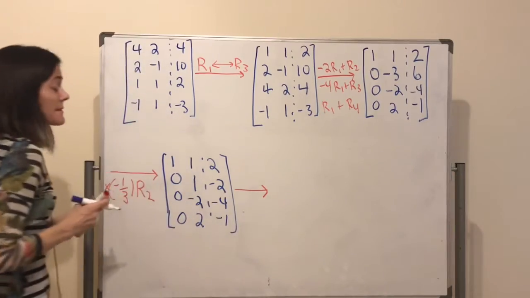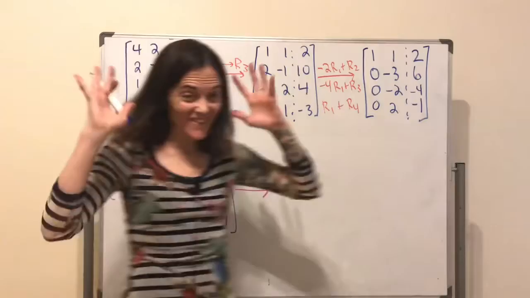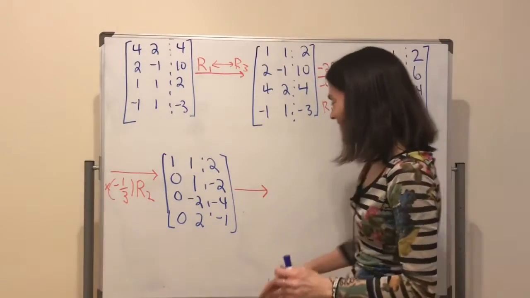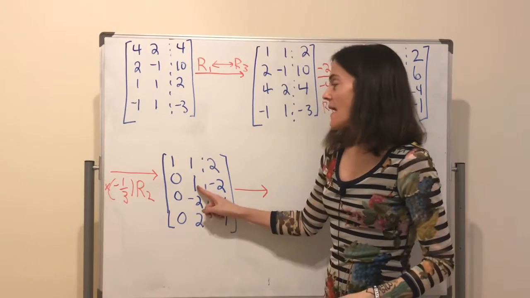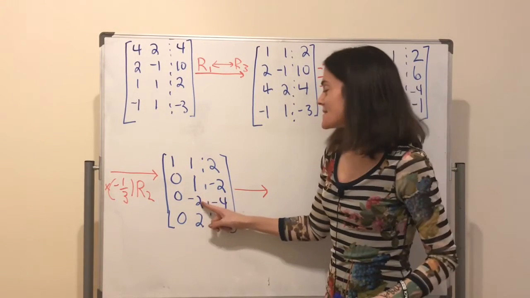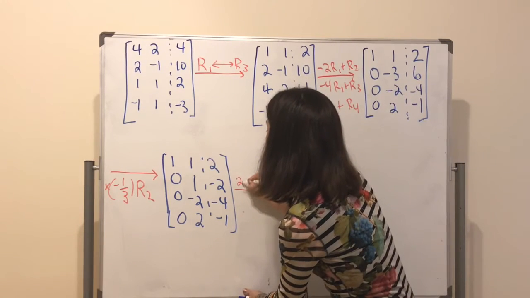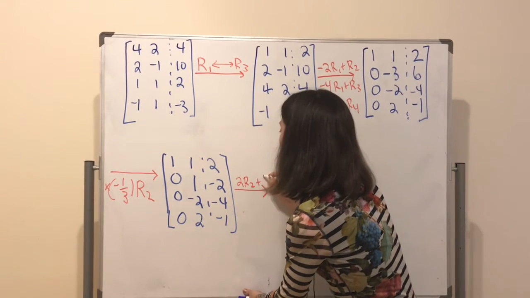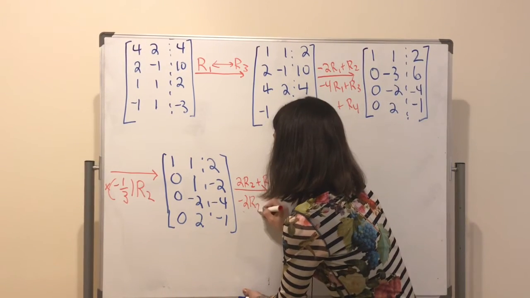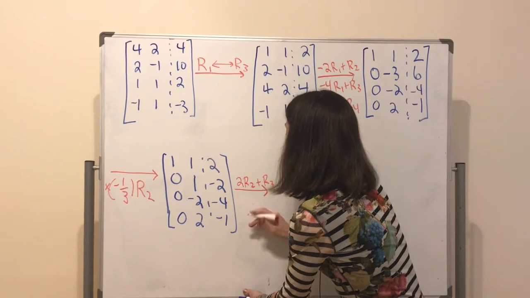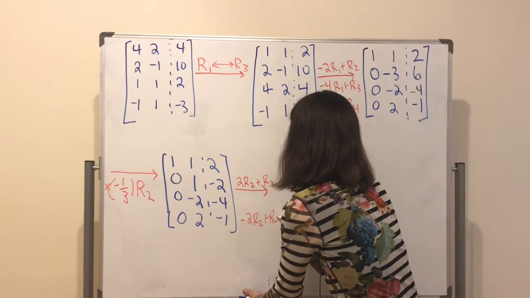Now I have one more step. Well, in theory I have more than one more step, but I know what's going to happen, so that's why I'm saying I have one more step. What's my goal now? Here I have a leading 1. I want to get zeros underneath. So I will multiply 2 row 2 and add it to row 3, and minus 2 row 2 and add it to row 4.